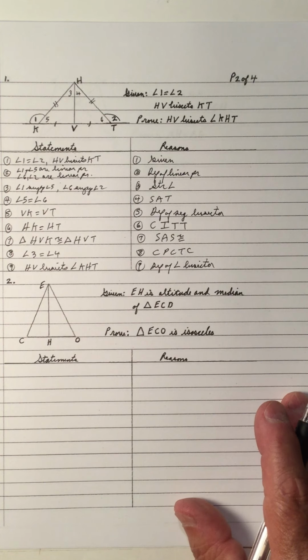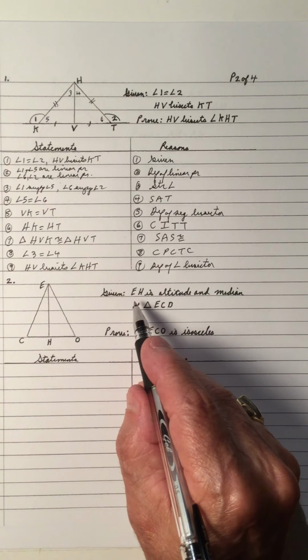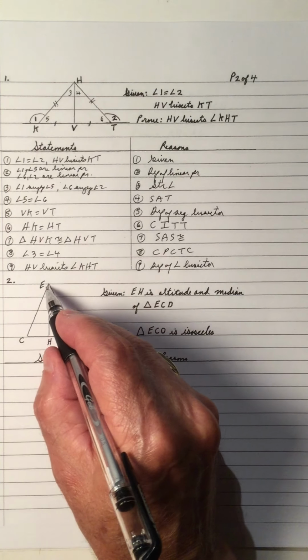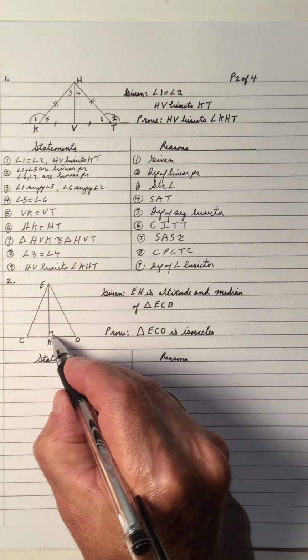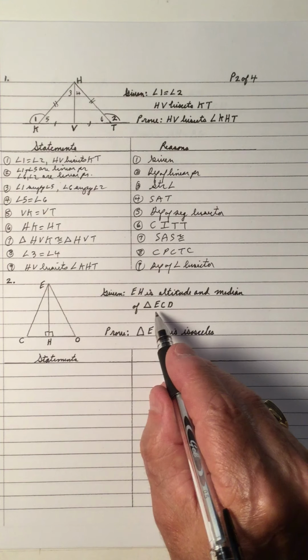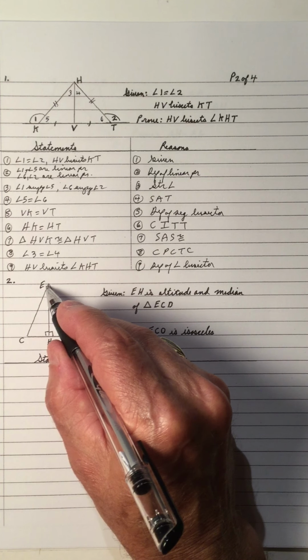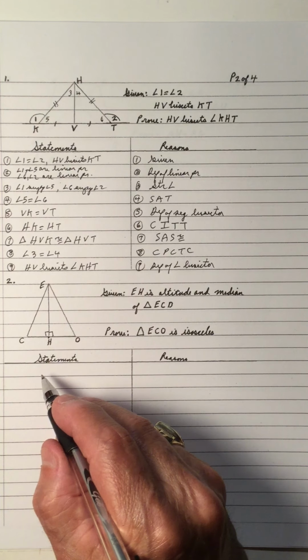Again, pause the video and work it out before I do. We have a triangle. It says that EH is an altitude, and an altitude leaves the vertex and goes perpendicular to the opposite side. And it also says that EH is a median. A median leaves the vertex and goes to the midpoint of the opposite side. So H is a midpoint.